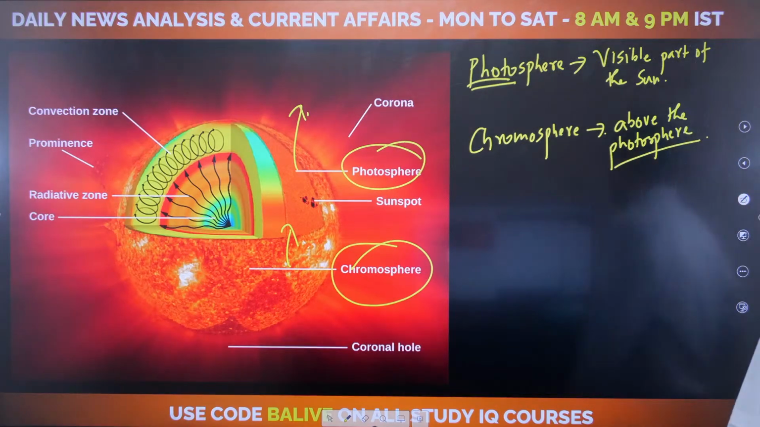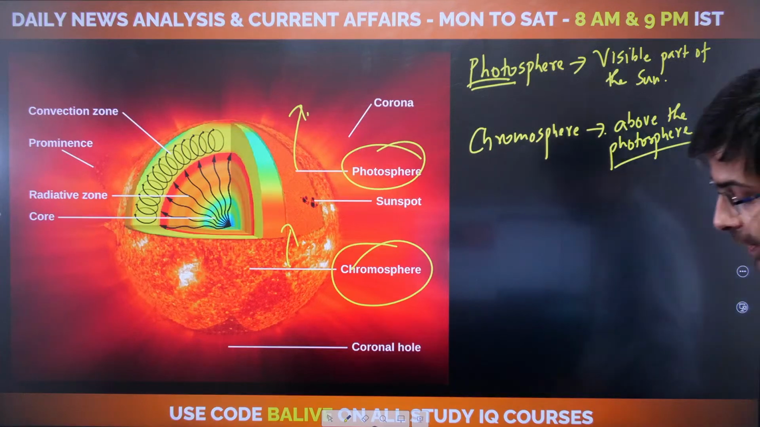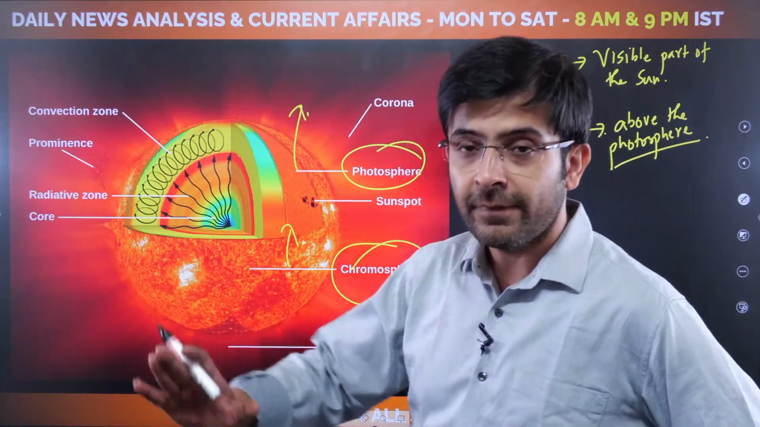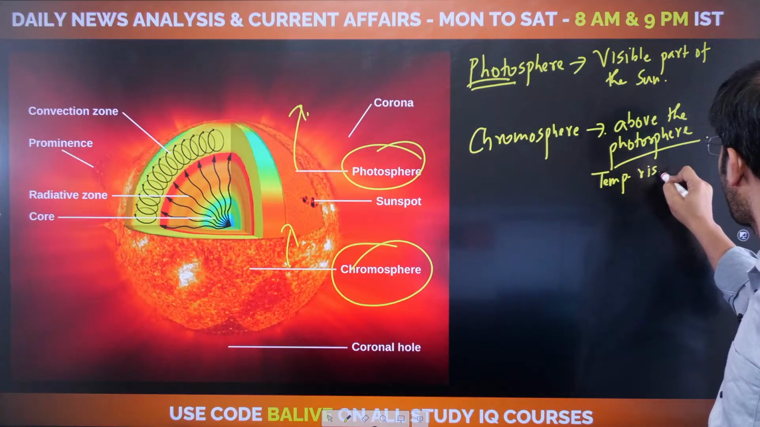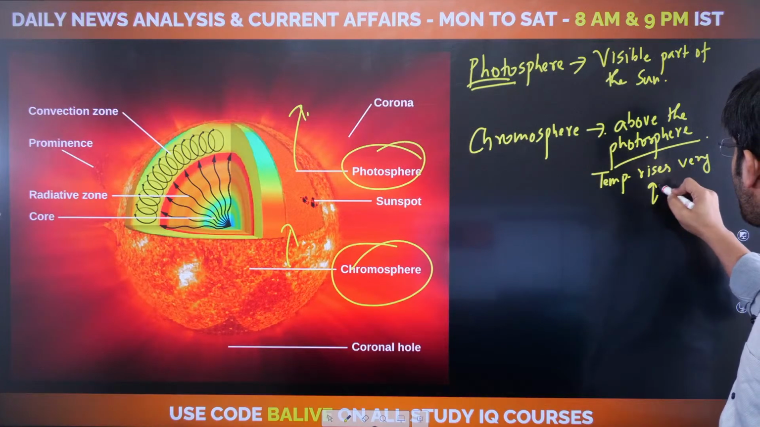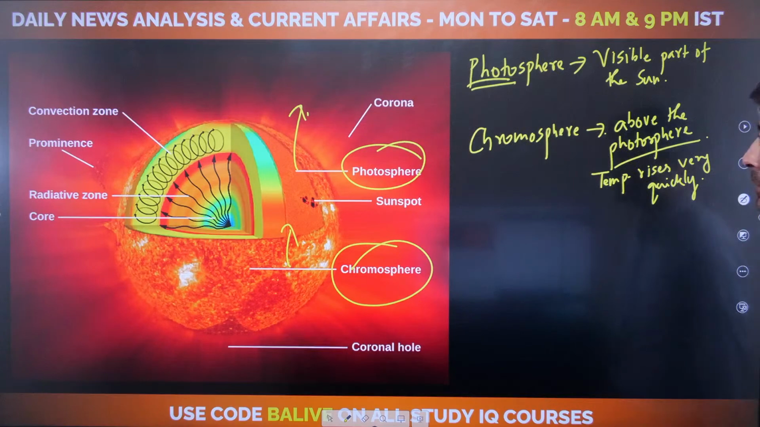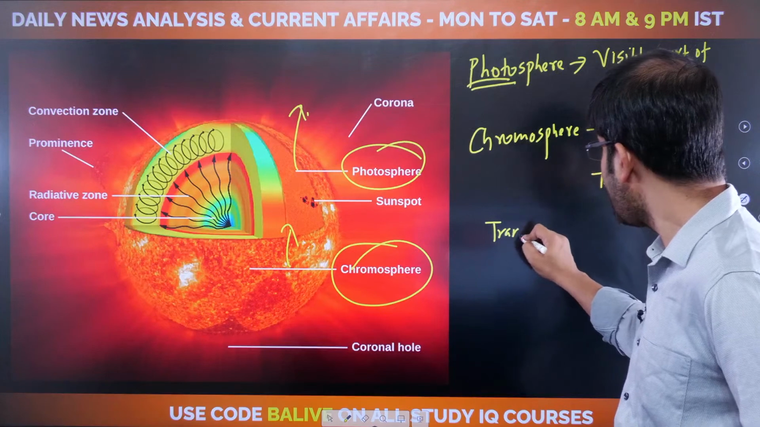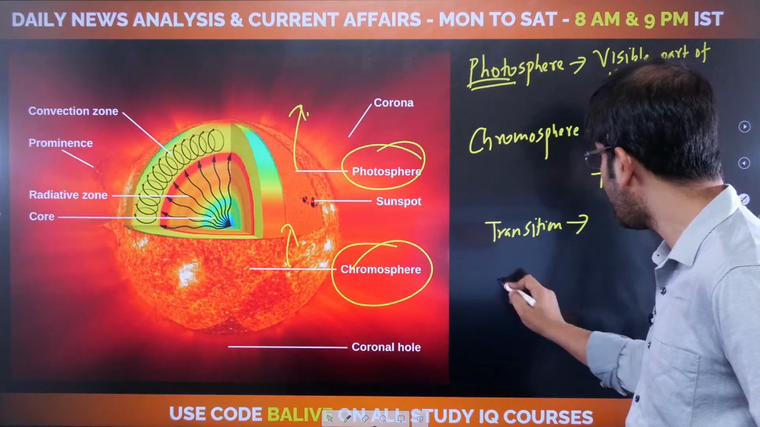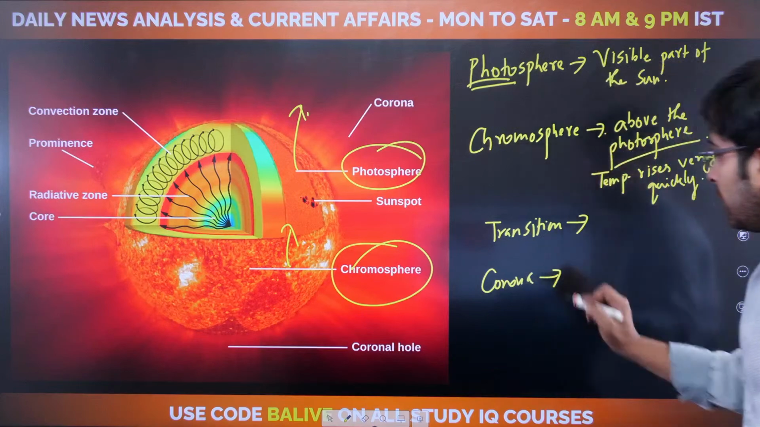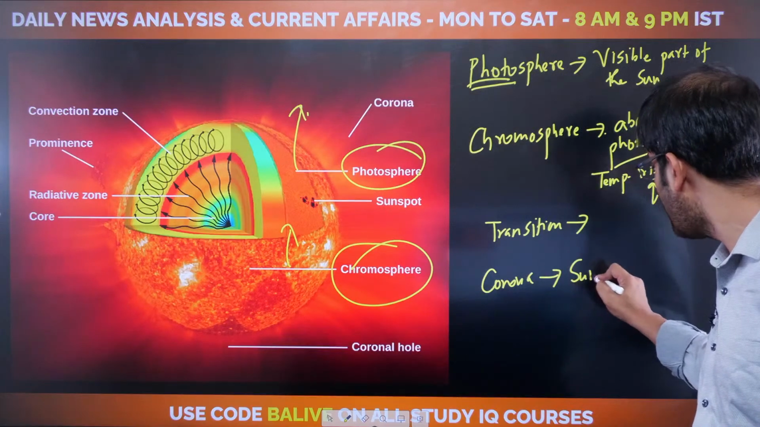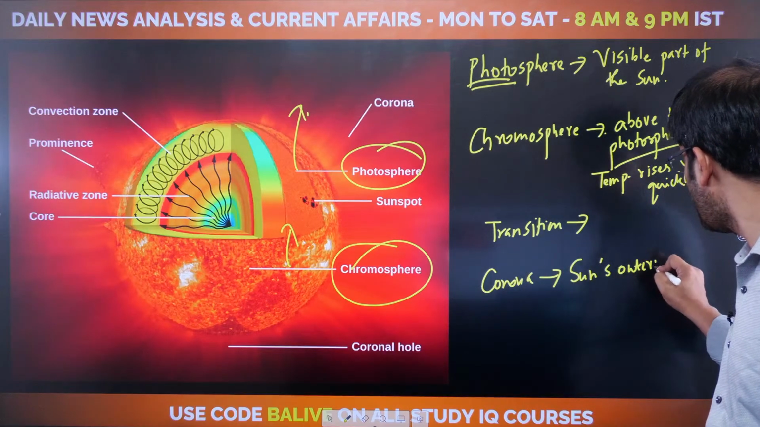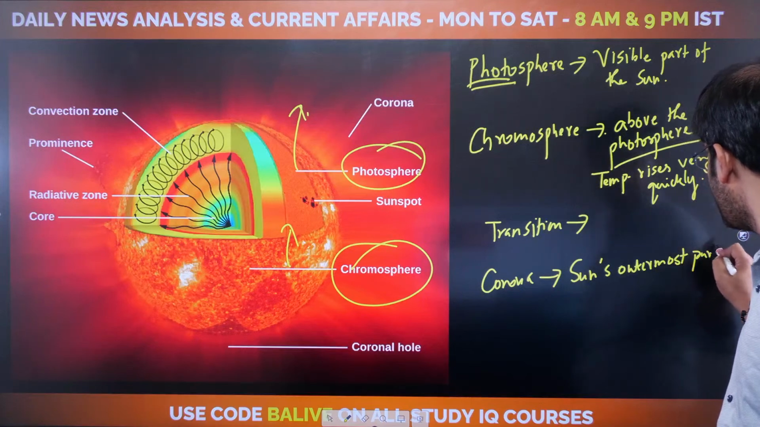And what's the work of this? Here essentially what you're seeing is that temperature rises very quickly. Photosphere, chromosphere. Then you also have a transition zone here, and eventually after you have gone through the transition zone, you come to the corona. All right. Now, what is the corona? Essentially, it's the sun's outermost layer, or the outermost part of the atmosphere.